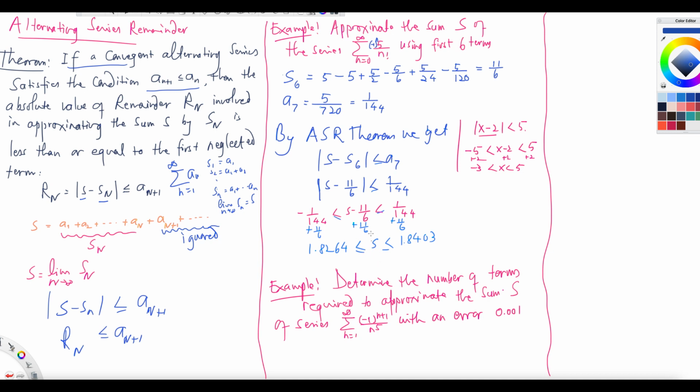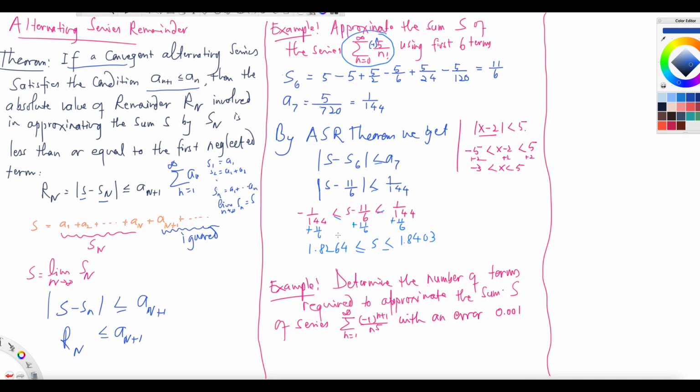So the sum of this series is between 1.8264 and 1.8403. So you can basically approximate the sum of that infinitely many-term series using the first 6 terms. We found that the sum of that series is greater than 1.8264 and less than 1.8403. That is one of the applications of this alternating series remainder theorem.